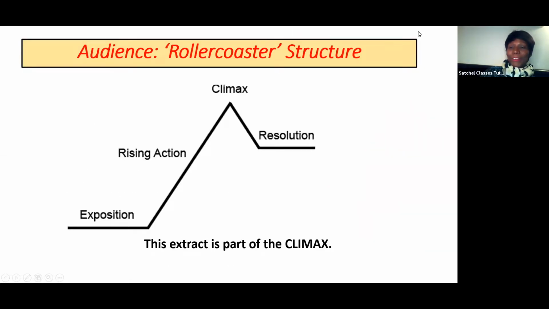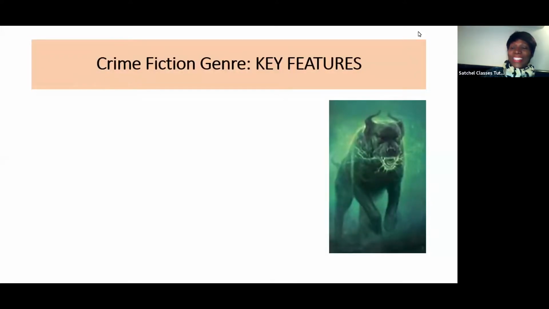Now you're probably very aware of the roller coaster that's used for novels and for story writing, also known as the narrative arc structure. And this extract actually comes at the climax, or one of the many climaxes, but a main climax near the end of the story, a turning point where it's the height of action and height of drama. Now, this is Arthur Conan Doyle, and it's a Sherlock Holmes story, The Hound of the Baskervilles, and it's all classified under the genre, the umbrella of crime fiction.